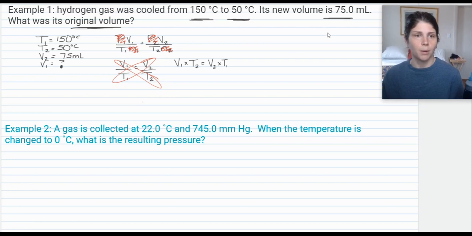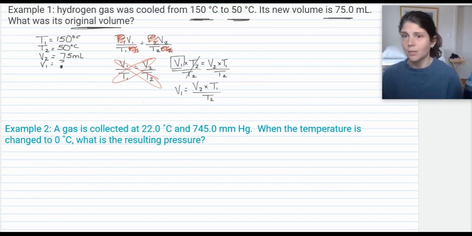So if we're looking at the problem right here, the unknown is V1. So I need to mathematically get V1 alone. And the way I can get V1 alone, which is this variable right here, I have to undo that multiplication sign. So I'll divide both sides by T2. When I do that, T2 cancels, and I'm left with the equation V2 times T1 over T2.